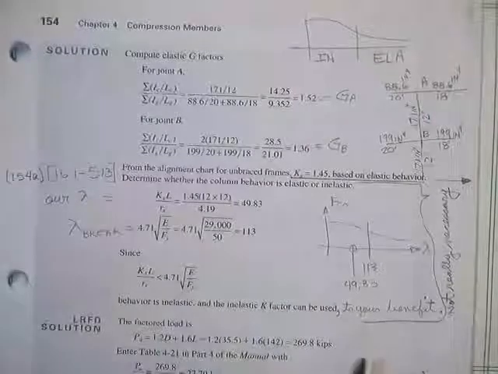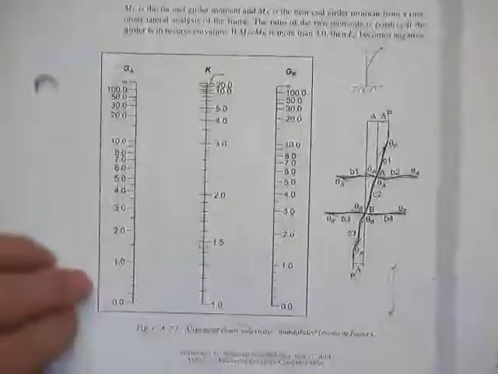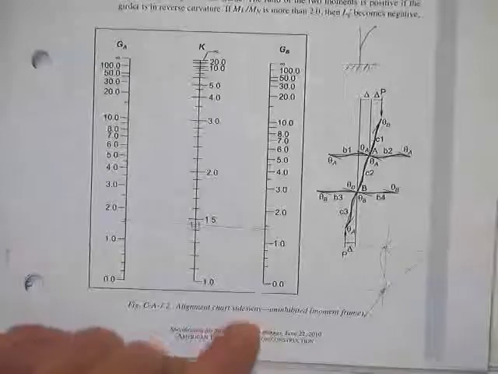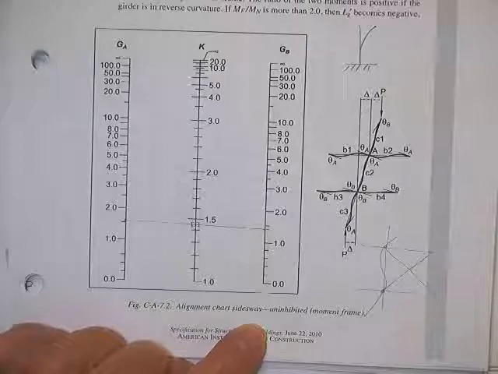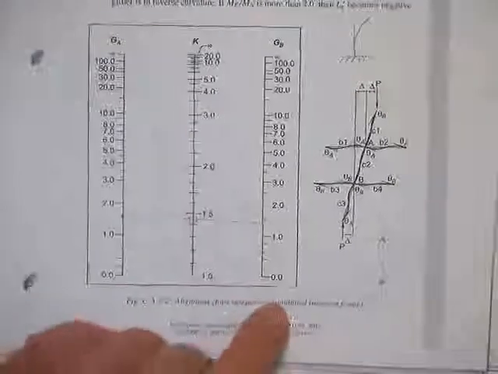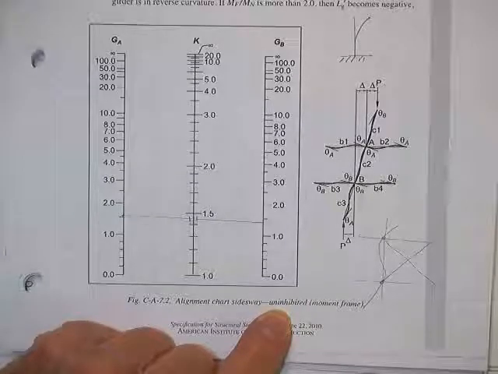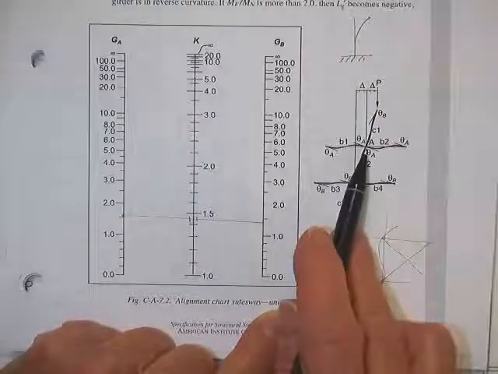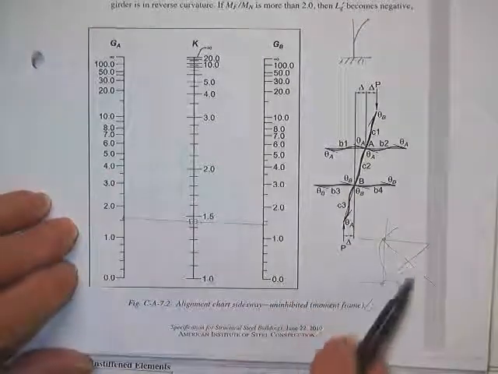Then the alignment charts. Here's the alignment chart. What is this? This is an unbraced frame. That doesn't say unbraced. I don't know which one this is. Which one is this? Unbraced or braced? How do you know so quick? It says uninhibited side sway. That is right. But I don't remember exactly what uninhibited means. Could you tell from the picture? See how this moved over to the side? That's an unbraced frame. Not one of these that's braced.